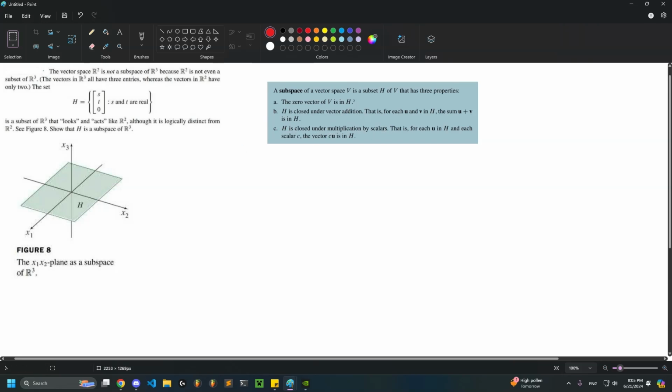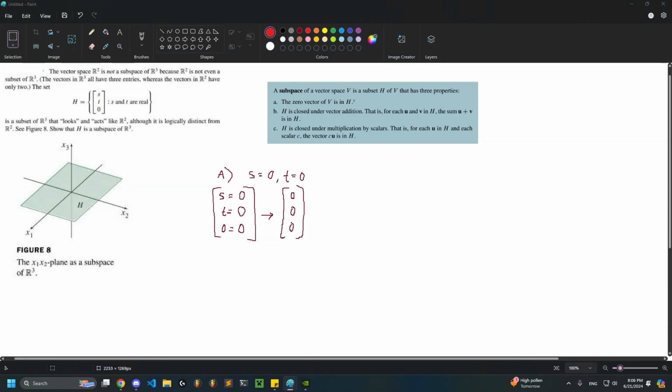So for the first part, A, we will have a vector which consists of S being equal to 0, T being equal to 0, and the last part is always 0. Now notice that we can actually do this because 0 is a real number, and S and T are both real numbers. So all of these three are 0, therefore the 0 vector of V is in H.